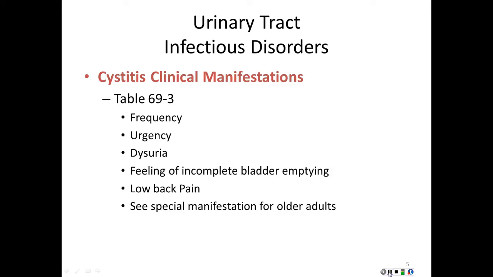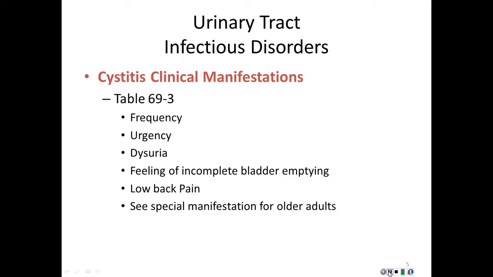Some of the other things that you don't see on your screen, which are listed in Table 69.3, may be low back pain, nocturia, incontinence, pyuria, bacteriuria, urinary retention, suprapubic tenderness or fullness. Rare clinical manifestations of cystitis will be fever, chills, nausea and vomiting, malaise, and flank pain. Those tend to be more when we start looking at pyelonephritis.